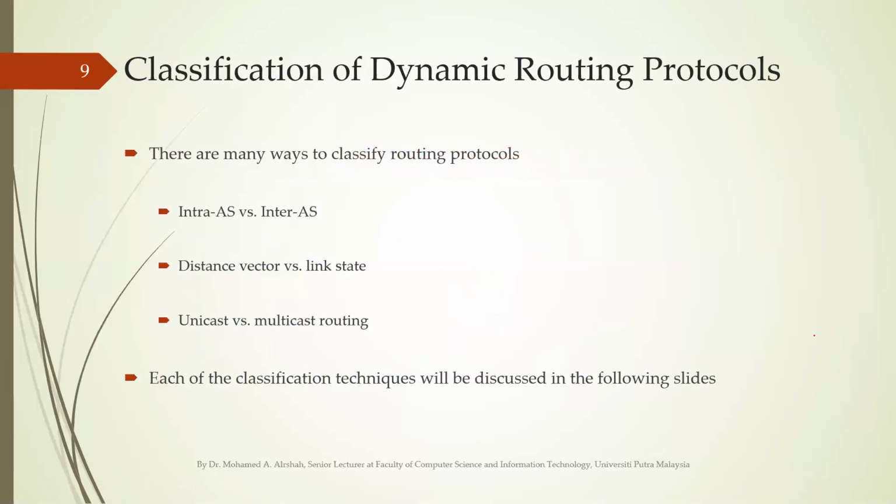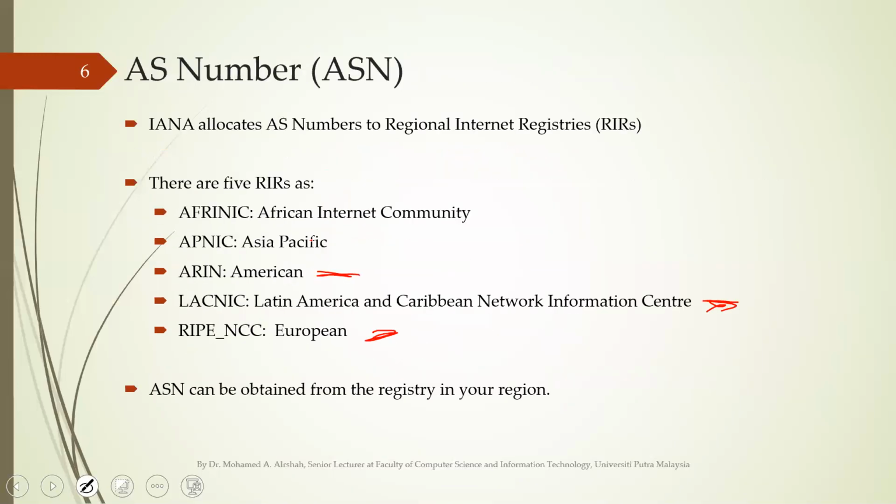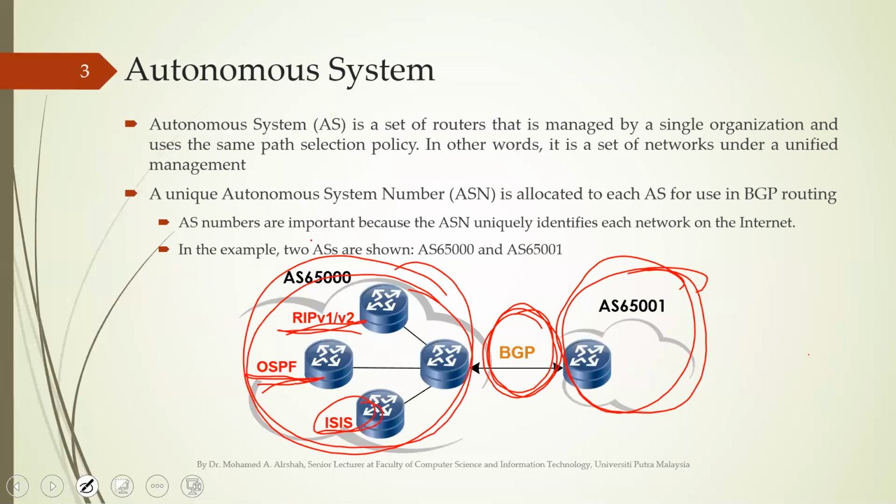Here in this slide, we will see the classifications of dynamic routing protocols. There are many ways to classify routing protocols. So the first classification is based on what they call intra-autonomous system versus inter-autonomous system. So if we go back to this slide, inside the same autonomous system, we use intra-routing protocols or intra-autonomous system routing protocols.